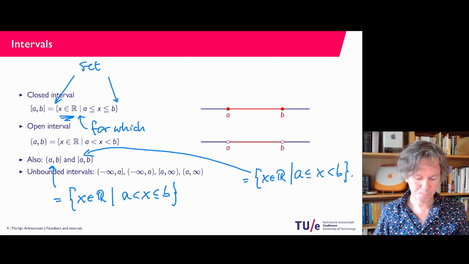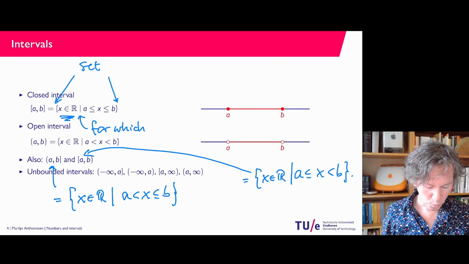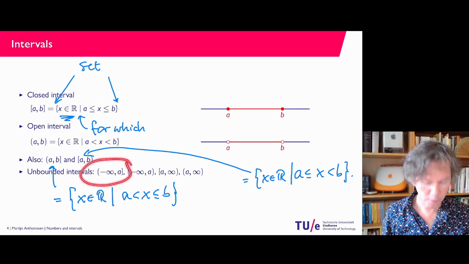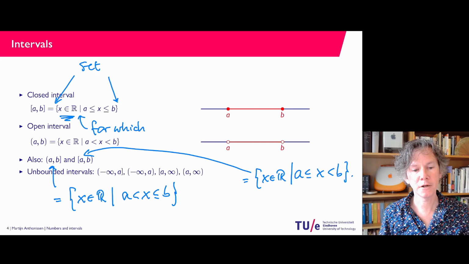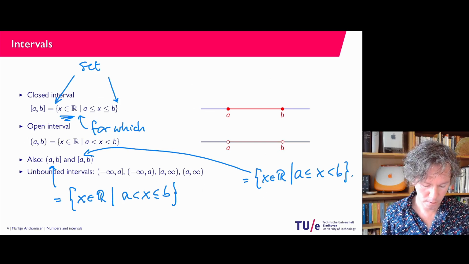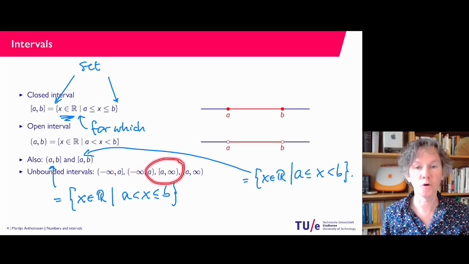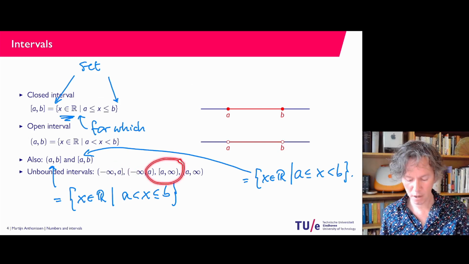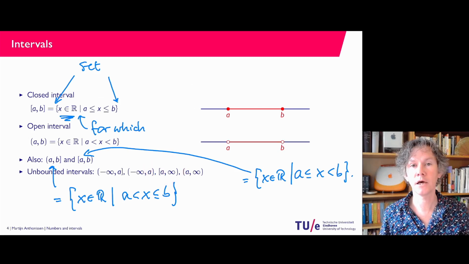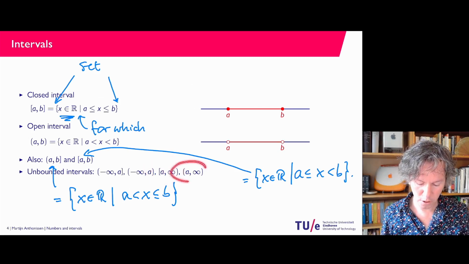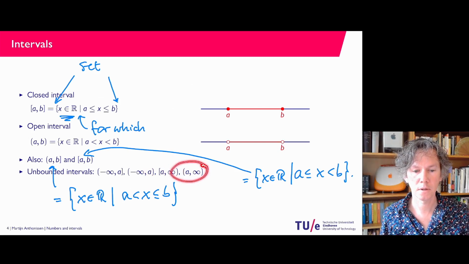And then finally, that's the last bullet here. We can also talk about unbounded intervals. So from minus infinity up to a. And then a can be included or a cannot be included. And this is every number basically to the right of a. And since there is a square bracket here, a is included. And here we have every number to the right of a, and a is not included.